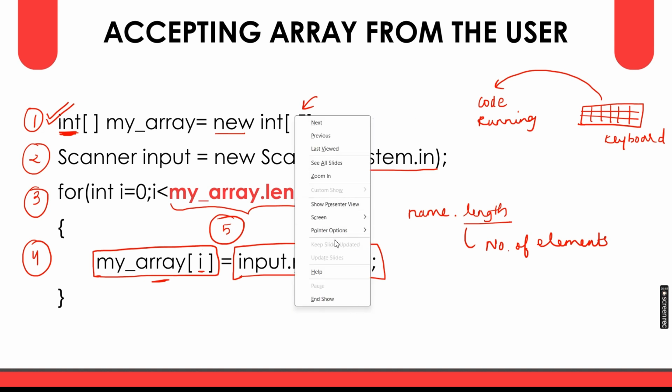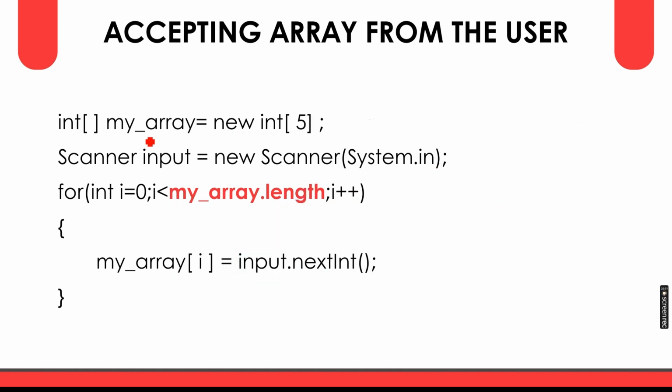So how will it work? Let's try to trace it. The first line will create an empty array here, 1 2 3 4 5. The indexes will be like this. So this array will be created from the first line. The second line will create the scanner object, and it will take the input from the keyboard. This is what we are telling the compiler. The for loop will go from 0 to 4, the last value less than array length.